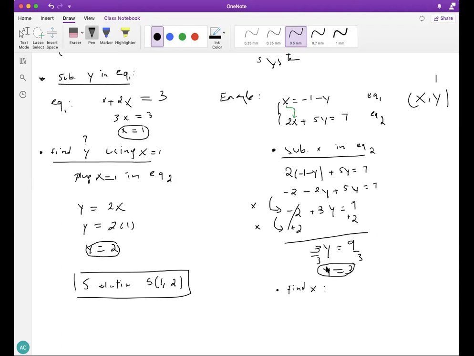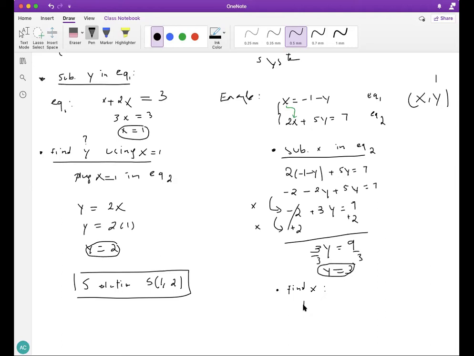Okay, so we're gonna find x using y. Again, which equation is convenient to use here to find x? Is it equation 1 or equation 2? Equation 1, that's right. Equation 1 already has x isolated. I'd rather use this. If you use the other one, it's gonna be some extra work.